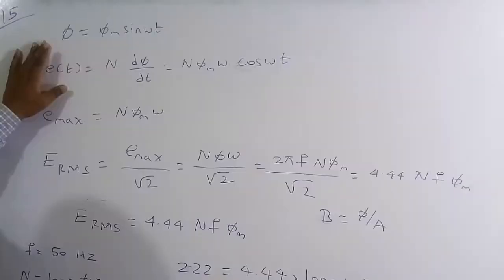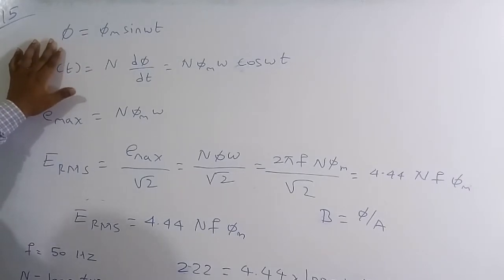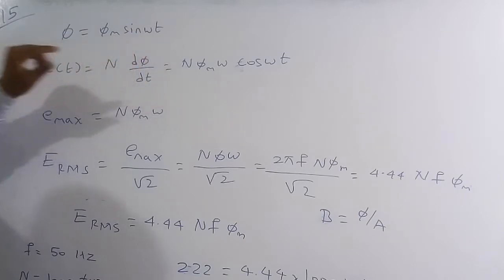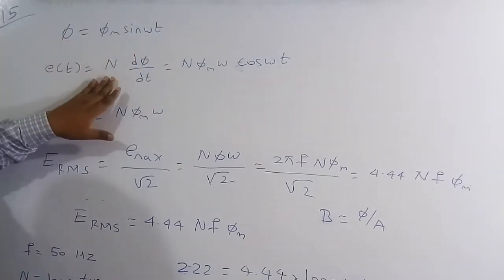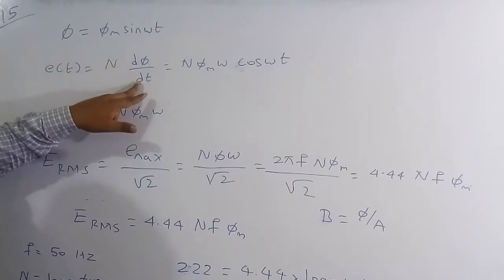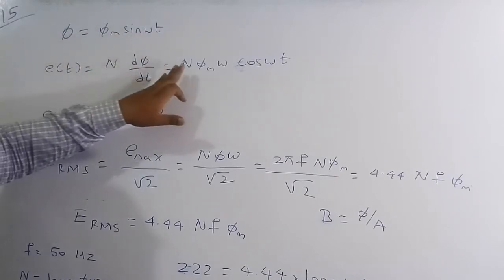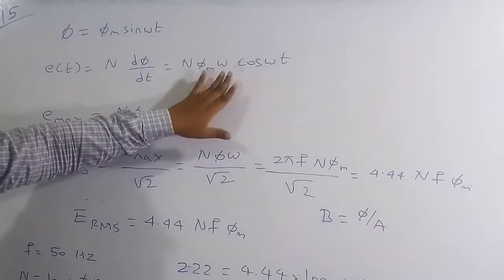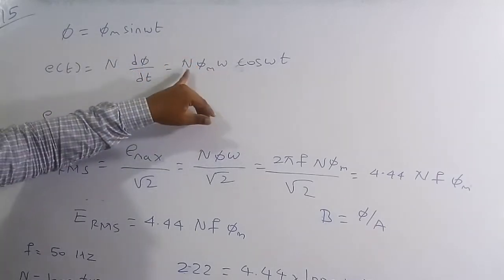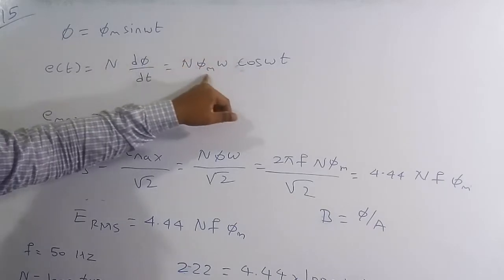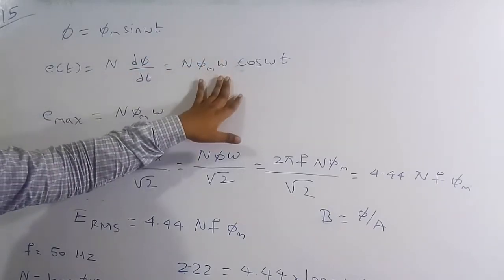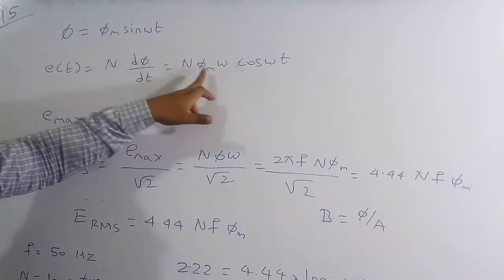So let's solve this numerical. Basically here, the flux in the core is sinusoidal, which is phi equal to phi m sin omega t. So EMF induced in the winding of a transformer is N, the number of turns, into the rate of change of flux. If we differentiate this, we get N phi m omega cos omega t. This is the expression of the EMF, and the maximum value is E max equal to N phi m omega.